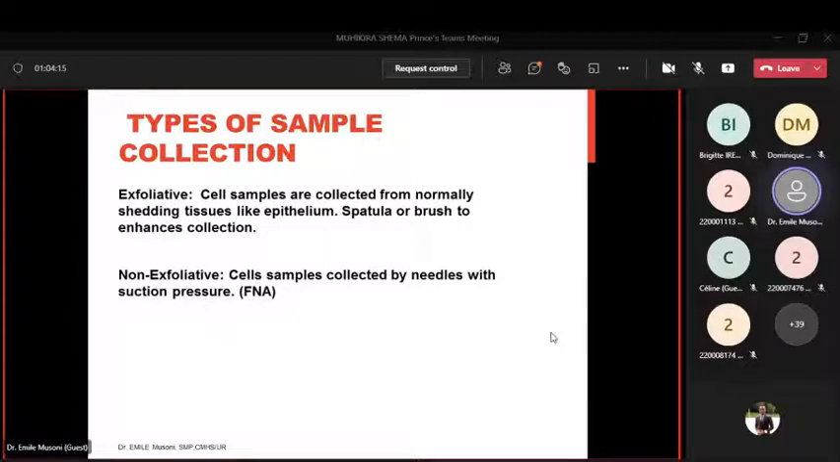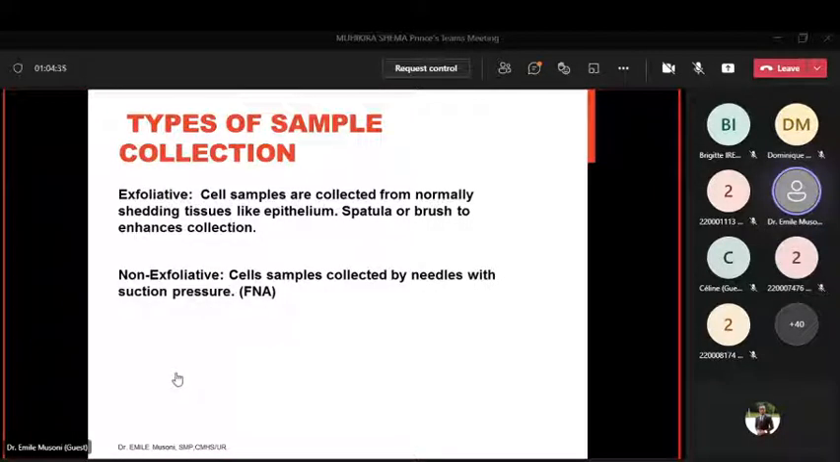Exfoliative is when you collect the samples normally from shedding tissue like the epithelium. You can use the spatula, brush, or others. Even the sputum is a kind of exfoliative sample collection. Even the urine.